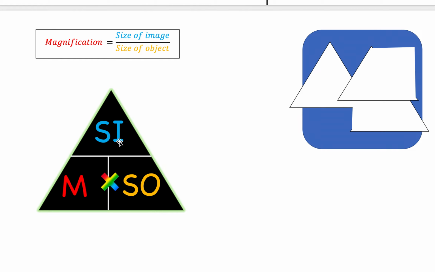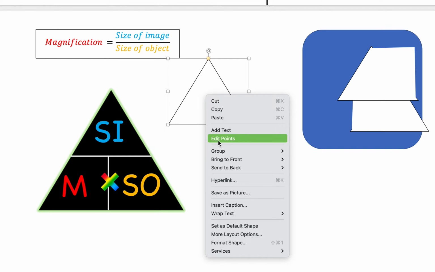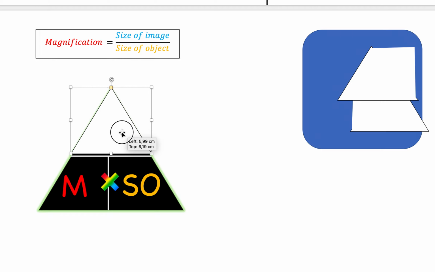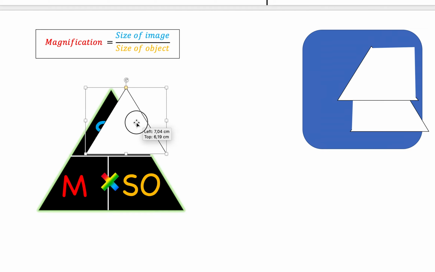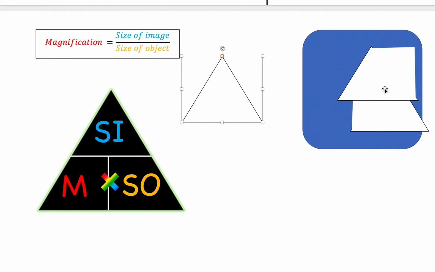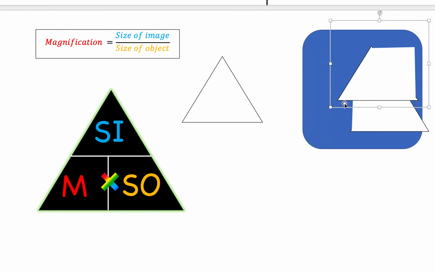So what you do is you cover size of image. And as soon as you cover size of image, this is your equation: magnification times size of object. So whatever you cover will reveal the equation that you need to use. Okay, so covering size of image will mean magnification times size of object. Okay, that's your equation.